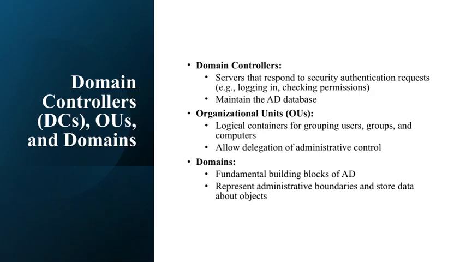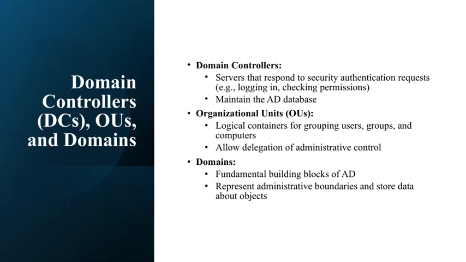runs smoothly. Next, we have organizational units, or OUs. Think of these as logical containers that help us group users, groups, and computers in a way that makes management easier. They also enable delegation of administrative control, meaning we can assign specific management rights to different parts of the organization without giving full access to everything. Finally, let's discuss domains. These are the fundamental building blocks of Active Directory.